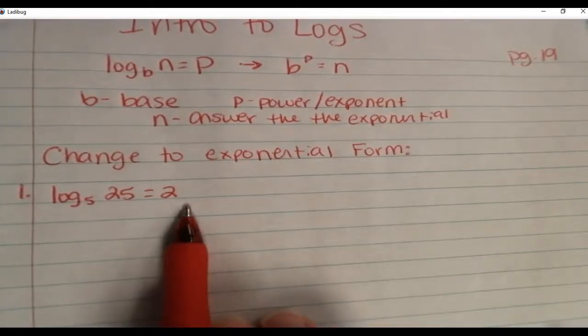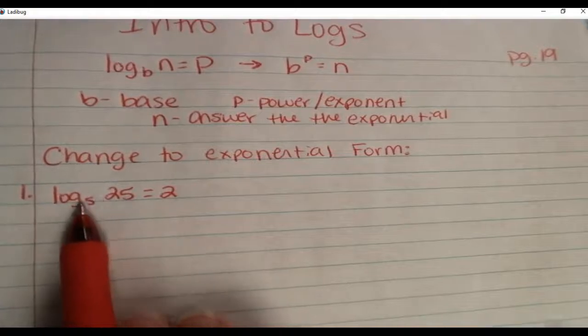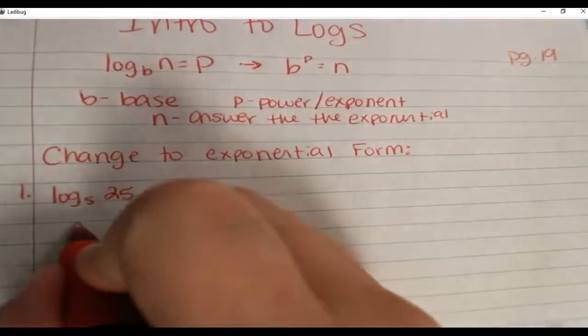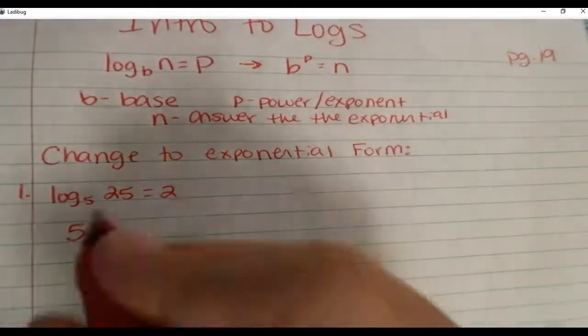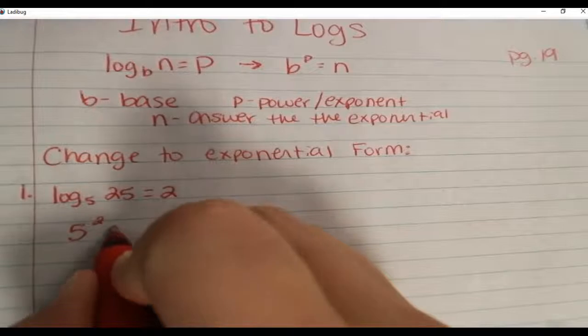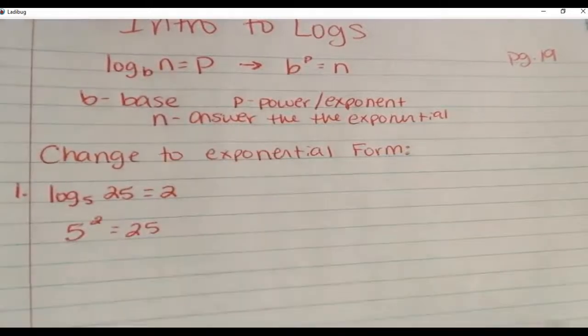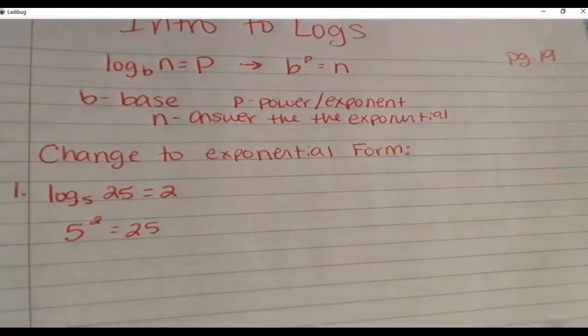Okay. So if we want to change it, the base is 5. The base is still 5. And then the 2 and the 25 switch, and that 2 becomes the exponent. So 5 squared equals 25. Is that true? Is 5 squared equal to 25? Yes. Okay, so you always want your statement to be true. So if you did 5 to the 25 equals 2, you know that's not right. Okay? So you always want to make sure that your statement is true.